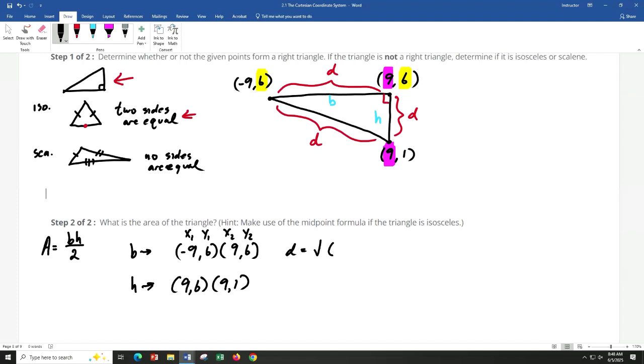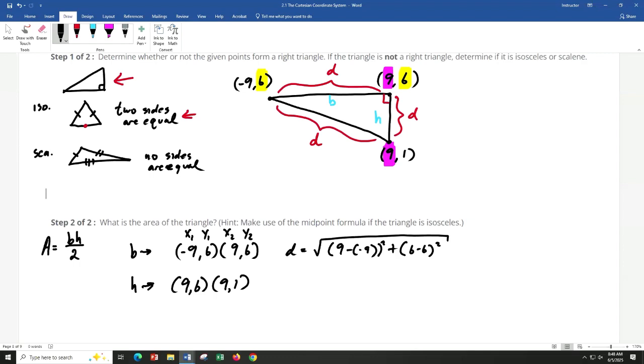Okay. So then we're going to come right in here. Notice my x sub 2 is 9 minus -9. All of that is going to be squared. Plus, and then I have, what is this going to be? 6 minus 6. All of that squared. Take the square root of that.